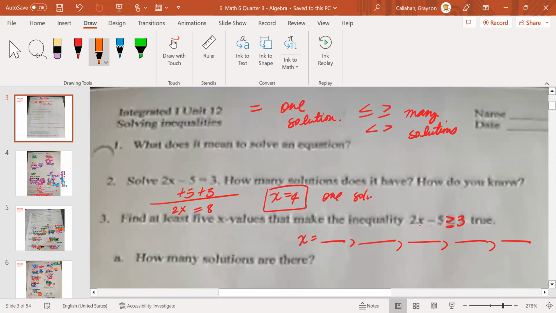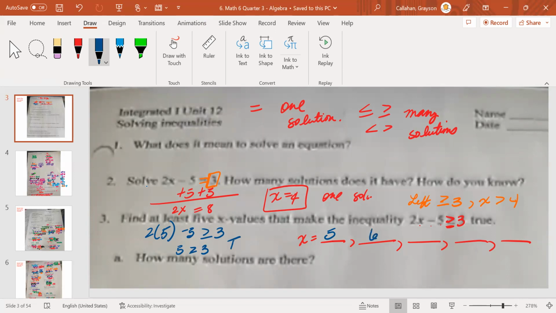So if this is difficult, like over here, do you see how this one was equal? Didn't we do 4 right here? If you pick 4, it will equal 3, right? So if I want my answer on the left side to be bigger than 3, then x has to be bigger than 4. Do you see that? So how about 5? 2 times 5 is 10. Minus 5, what's 10 minus 5? Is that going to be bigger than 3? That's true, right? Okay, pick another number. 6. Okay, pick another number. You can pick any number bigger than 4, and it's always going to be true.